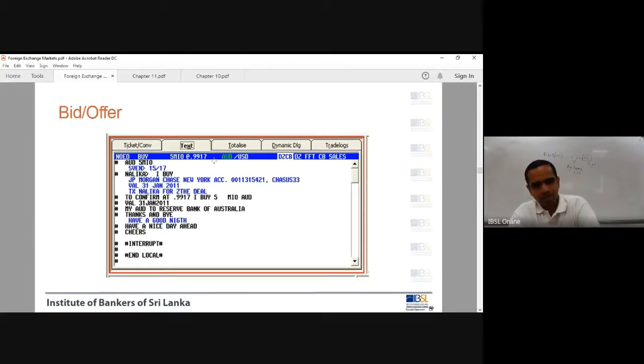Then Nalika is confirming. To confirm, she is saying she is buying 5 million Australian dollars at a price of 0.9917. The value 31st January 2011. So she has bought Australian dollars and she is telling to transfer the Australian dollars to the Reserve Bank of Australia on 31st January 2011. So that's a foreign exchange transaction. That's how it happens. Simple chat. And it's closed.